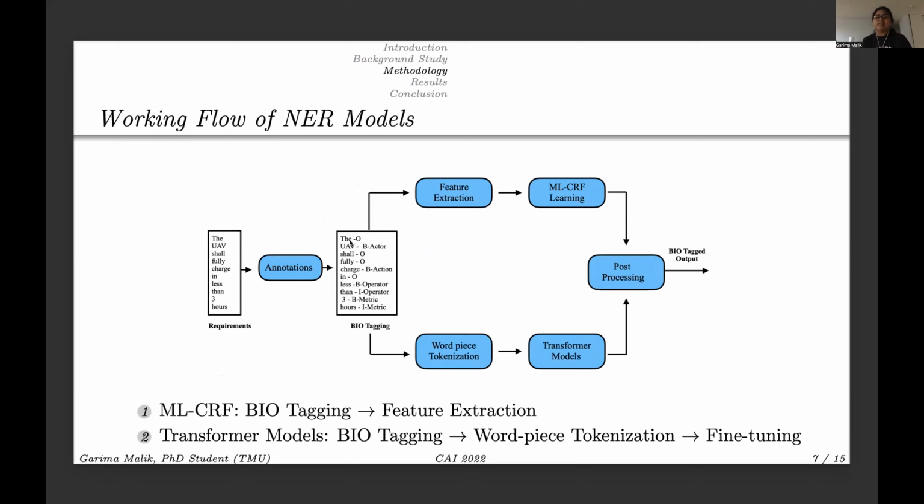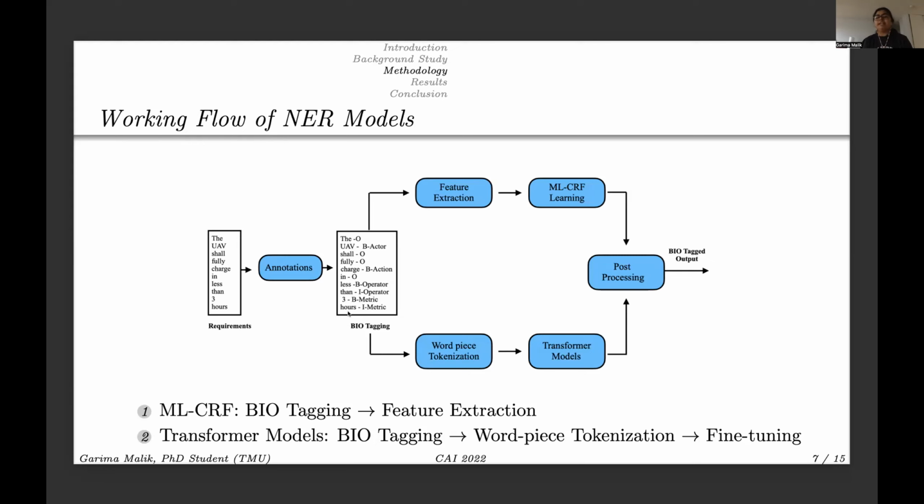And the tagging says "the" is not an entity, then UAV is an actor, and it's the beginning of an actor tag, so it's indicated as B-actor. Then "shall fully charge" is an action, then "less than" is an operator, a mathematical operator, then "3 hours" is a metric.